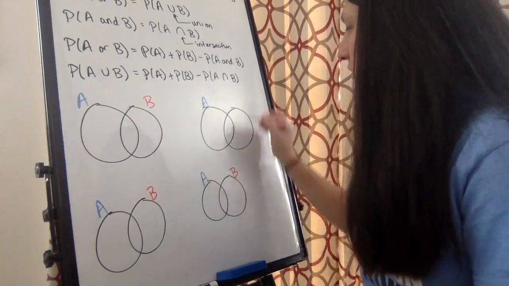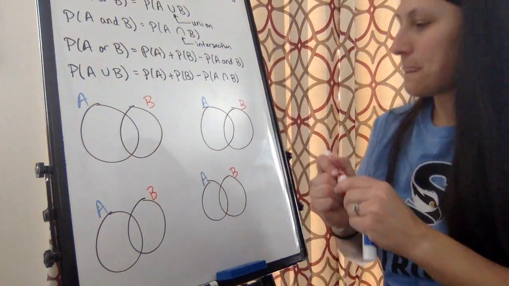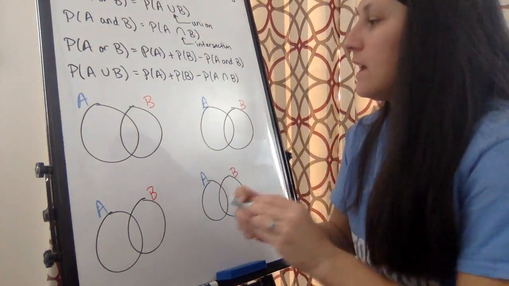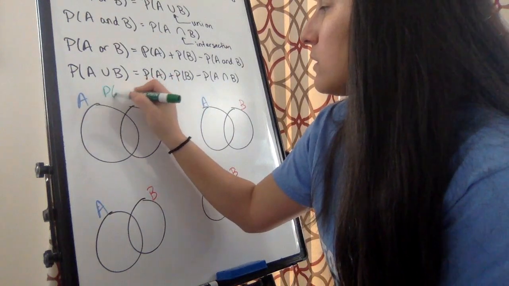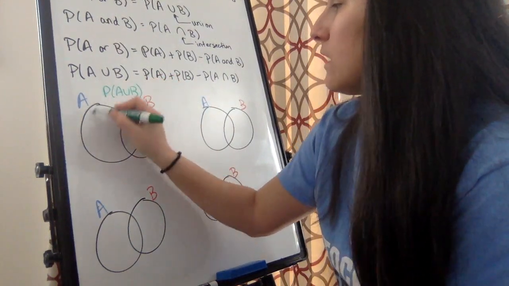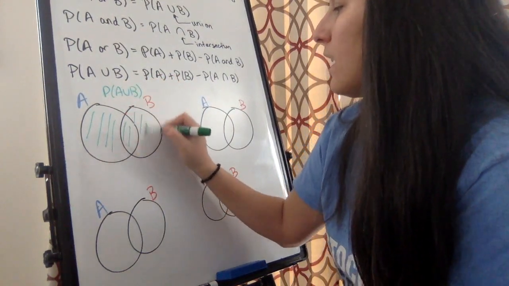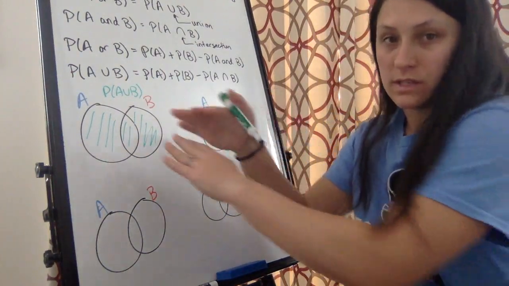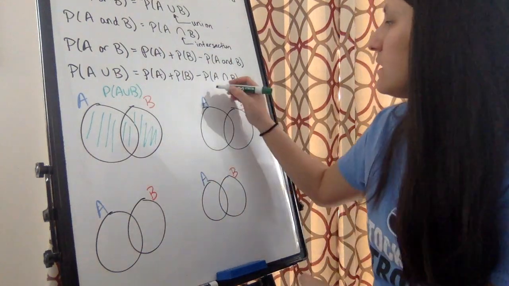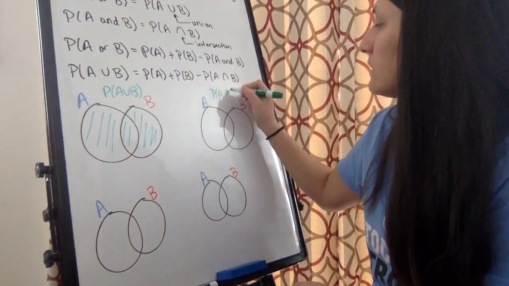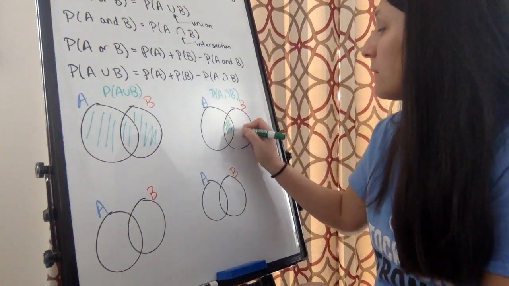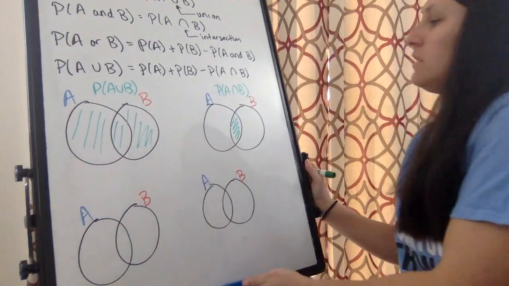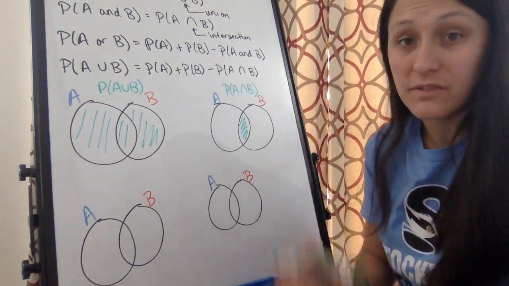And you can use colors in your notes too. Highly recommend it. Okay, so the union, A or B, probability of A union B, is everything. It's what's in A and what's in B and what's in the middle. So it's the whole Venn diagram. The probability of A and B is only what they have in common. So it's only that middle part of your Venn diagram. It's only the intersection of the two sets, if you will.